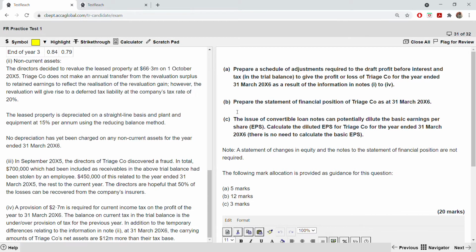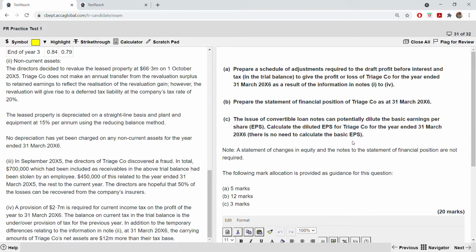Part B, prepare the statement of financial position. So you will be asked to prepare like this, where you have to do some adjustments for the financial position. Such type of questions you can expect in financial reporting. And part C, the issue of convertible loan notes can potentially dilute the basic EPS. Calculate the diluted EPS. There is no need to calculate the basic EPS. You should know how to calculate both the basic EPS and diluted EPS. But in this question, you're only asked to calculate diluted EPS.